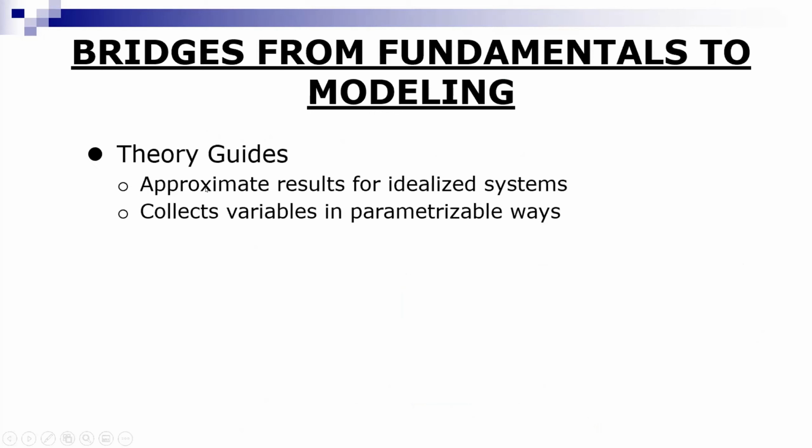Well, theory gives you approximate results for idealized systems, but it does collect the variables in ways in which you can parameterize them. And so the model formulation often comes from theory. There's theory, for example, in local composition models, as Rafiqul was pointing out. There's a theory associated with group contributions, and it collects those variables and descriptions and parameters in ways in which you can parameterize them and get numbers.